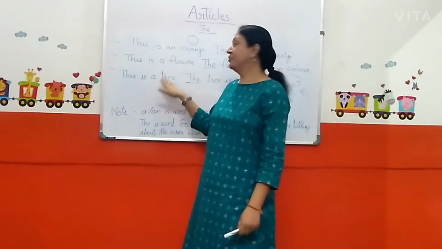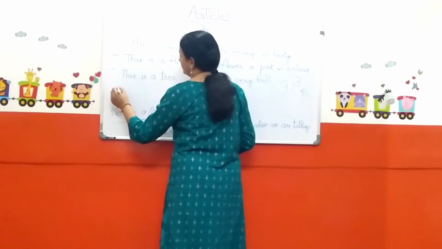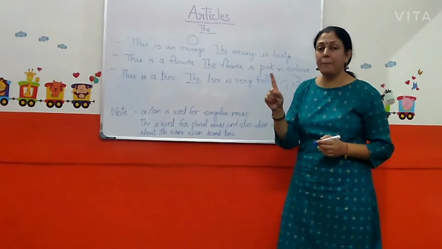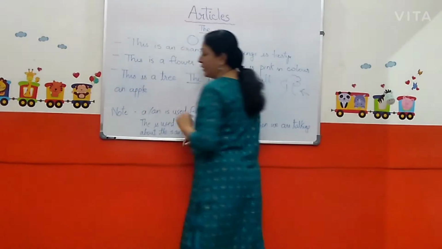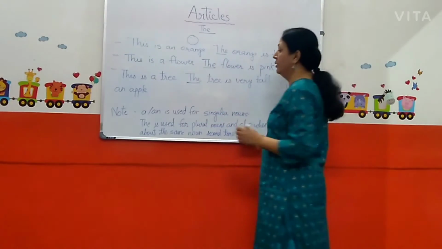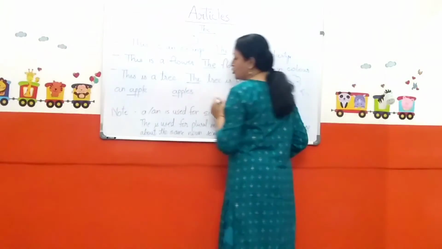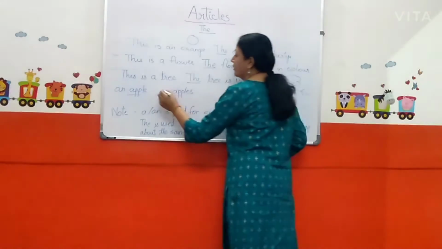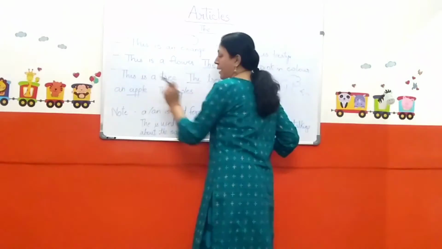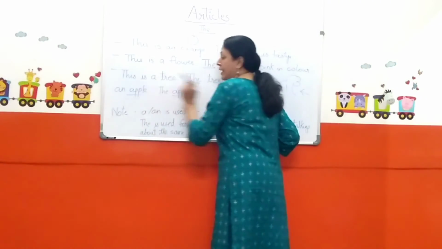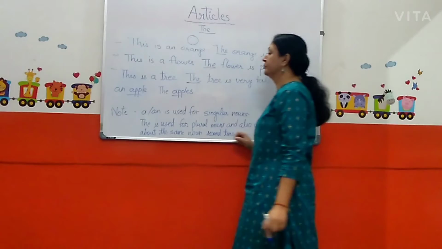Now let's see the use of the in plural forms. For example, when we are talking about a single apple, we will write an apple. But when there are more than one apple, we will write apples, the plural form of apple. So here we will not write an, we will write the apples. Understood? जब एक एप्पल के बारे में बात कर रहे हैं we will use an, और जब एक से ज्यादा एप्पल्स हैं तो we will use the. Okay? One more example.